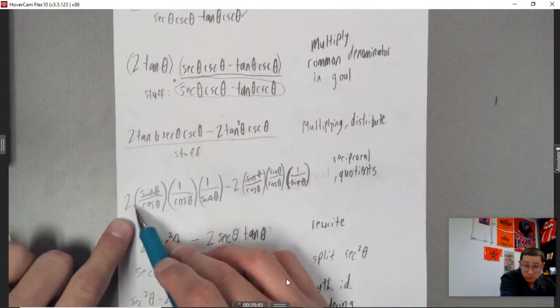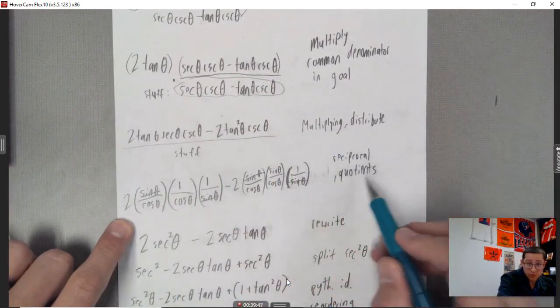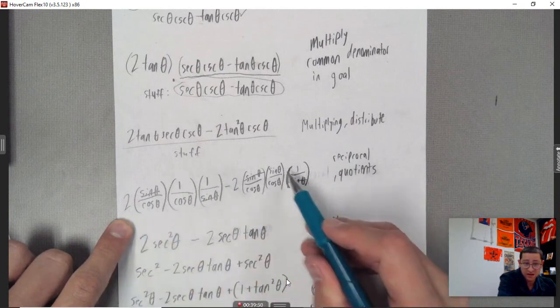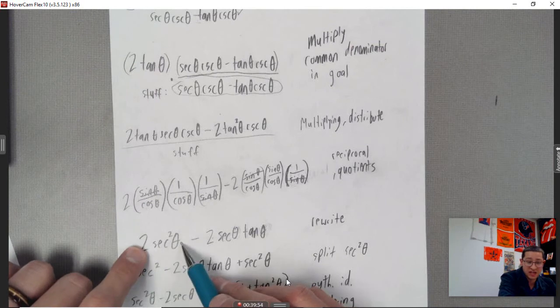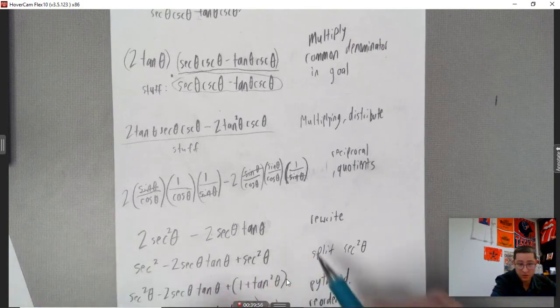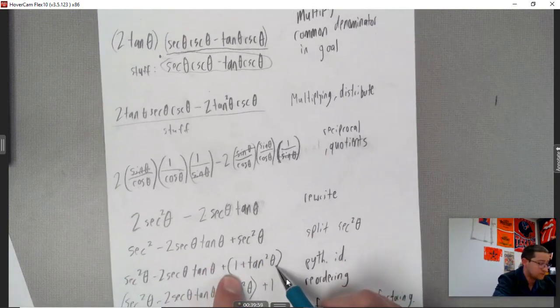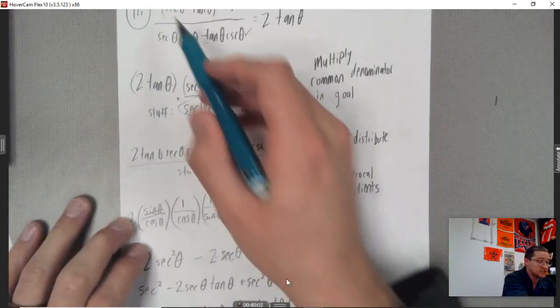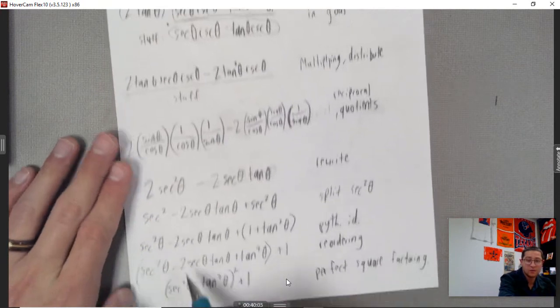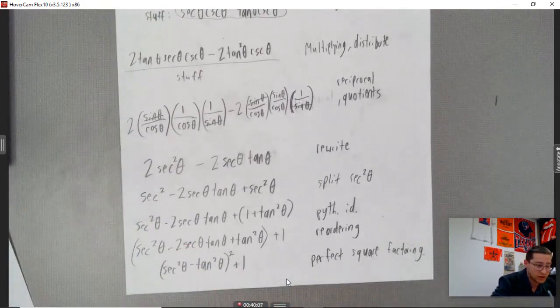So we rewrote some reciprocals and quotients. A lot of stuff ended up canceling after we distributed. Then we're left with this. We can change this secant squared of theta to 1 plus tangent squared of theta, because that's helpful because we can actually get it into this perfect square. And then once we do that, it ends up working itself out.